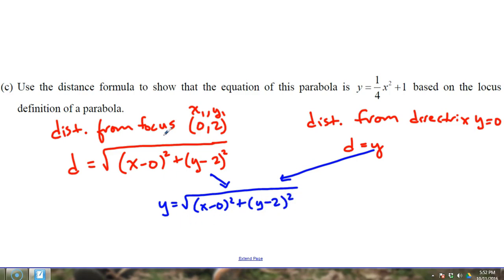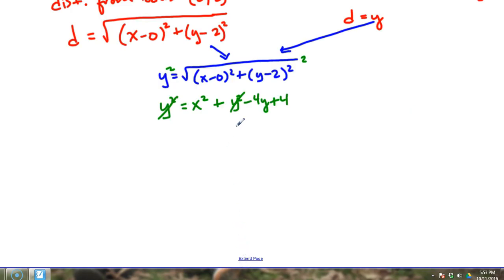Now I just need to square both sides, get rid of the square root. So I've got y squared on the left side, and on the right side, x minus 0, can I just say that's x, right? X squared. And then when I work this out, if I evaluate this out, I'm going to get y squared minus 4y plus 4. You could expand that all out. Now the good news is, hey, there's y squareds on both sides. So those just add to 0.